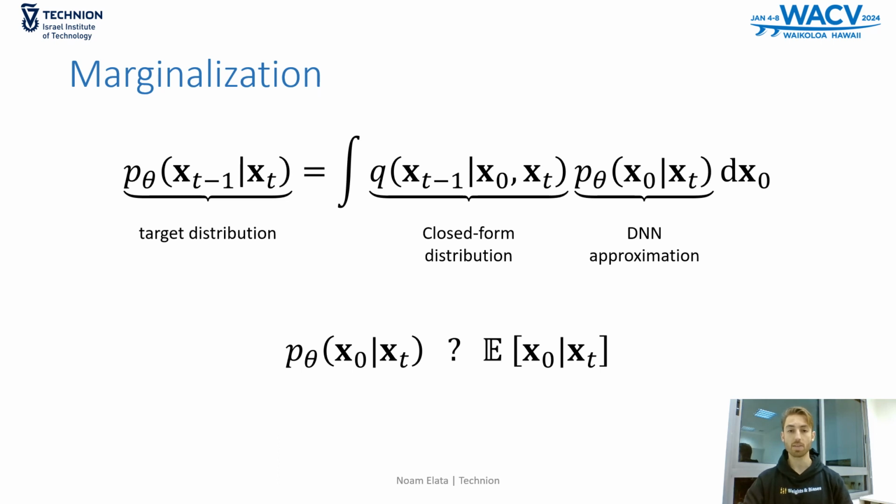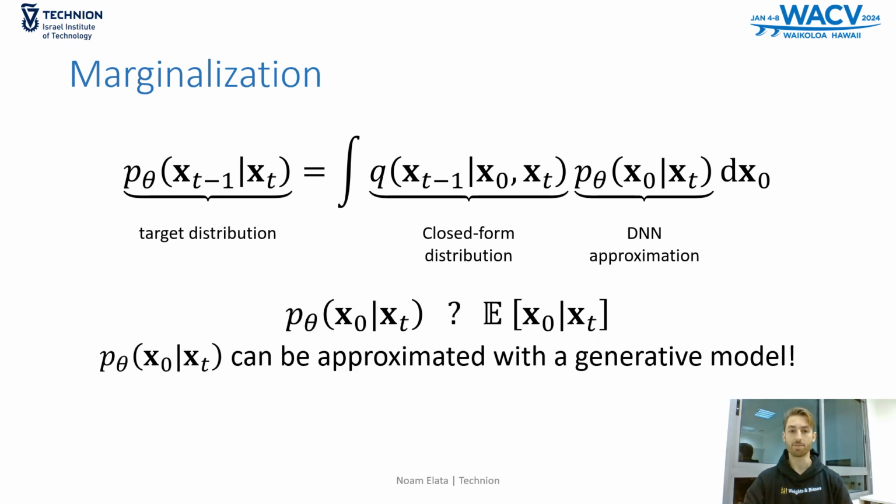After all, we know that the conditional mean is a blurry image and is not a very good representative of x0. What if, instead of a conditional mean, we could approximate P of x0 given xt using a complete generative model? And given that the best generative model we have is a diffusion model, let's approximate P of x0 given xt with its own diffusion process. This idea is the essence of nested diffusion.